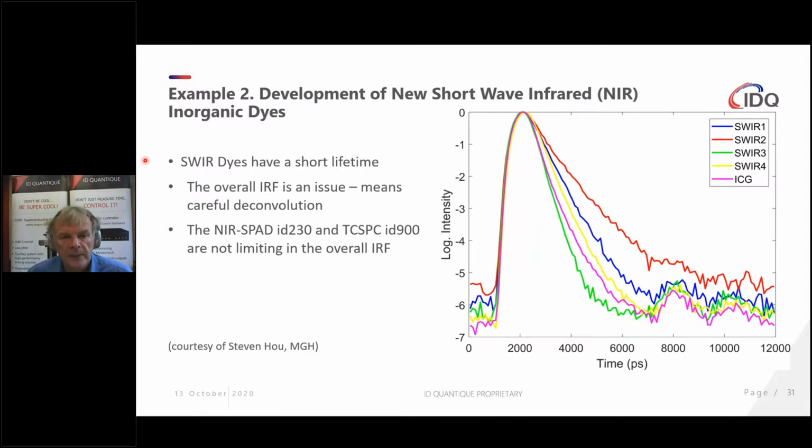You can see that most infrared dyes have a very short lifetime, so they're sometimes very difficult to distinguish from the background. The overall IRF can be an issue. You have to carefully deconvolve it, and make sure that the measurement you've done for your instrument response function is accurate. At the same time, you can see that the detector and the electronics are not limiting in the overall IRF. It's more your sample.